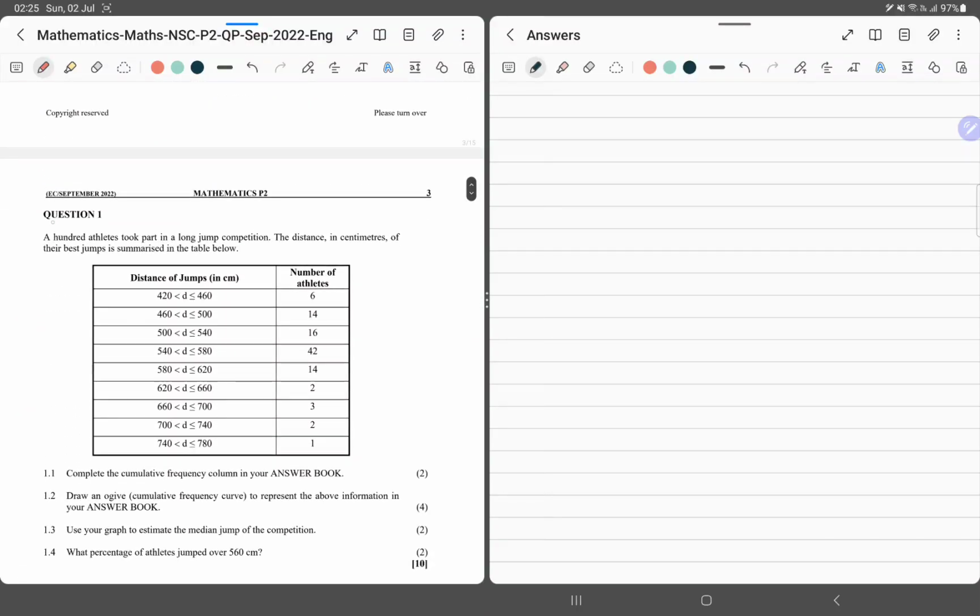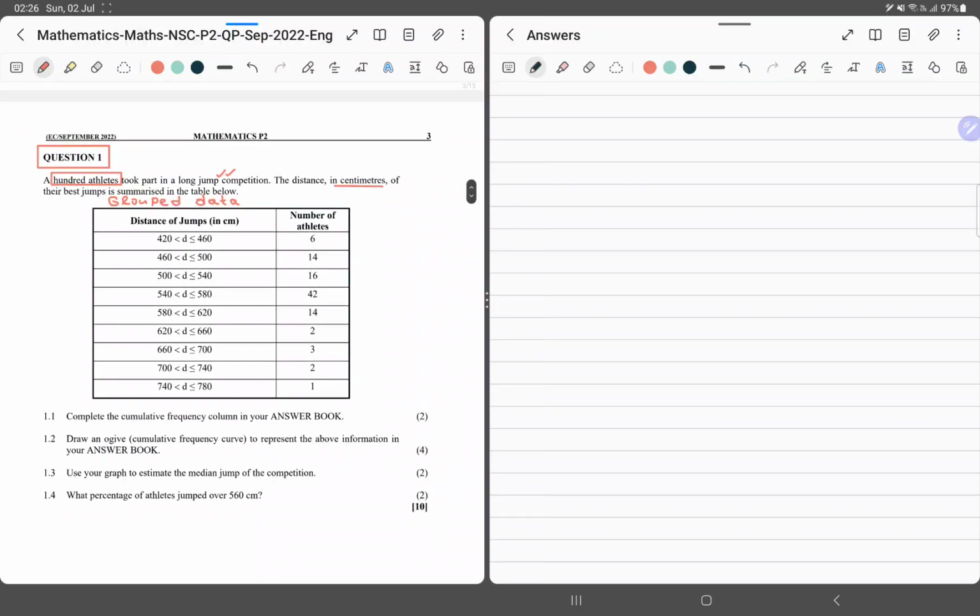So let's look at question 1. This is a question from grade 11 already. We are dealing with grouped data. We are told 100 athletes took part in a long jump competition. I made it to regionals back in 2000, from primary schools, of course. The distance in centimeters of their best jumps is summarized in the table below. We've got all those classes and their corresponding frequencies.